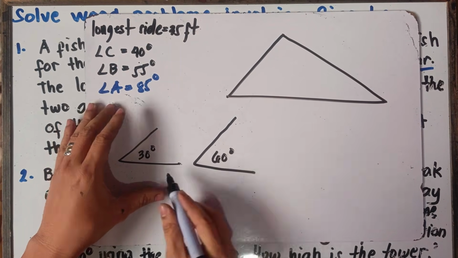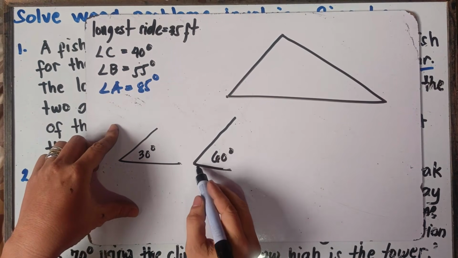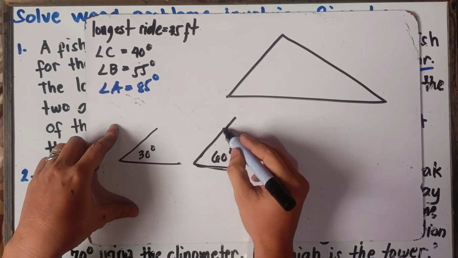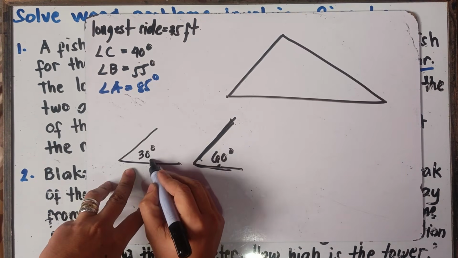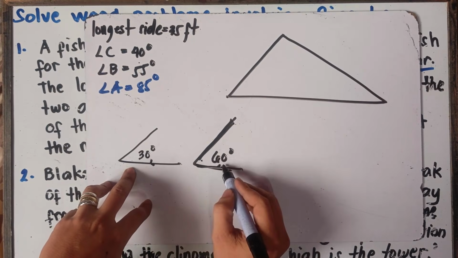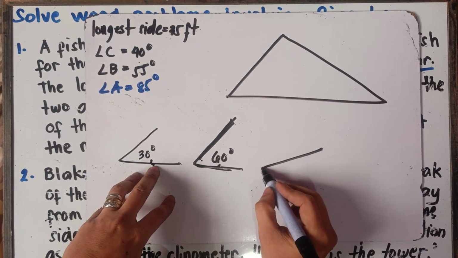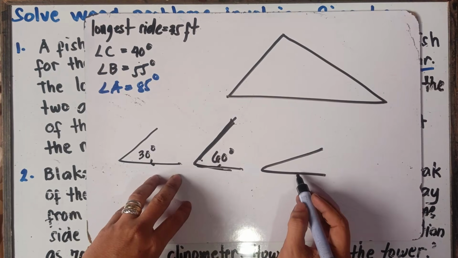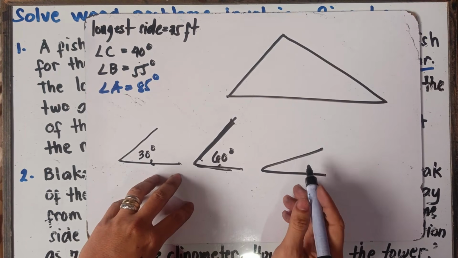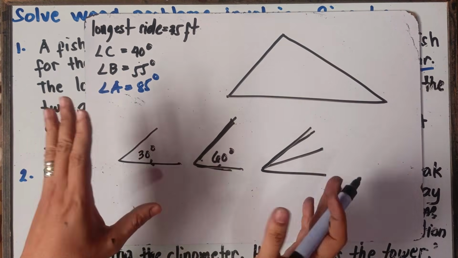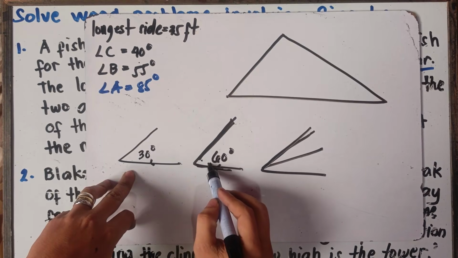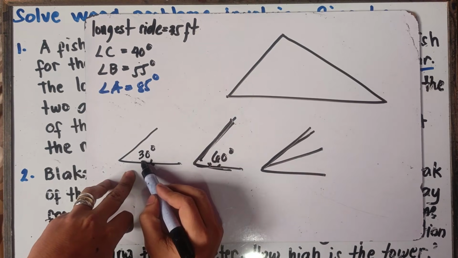Of course, class, the opening of 60 degrees, this one right here, we know that 60 degrees is greater than 30 degrees. You can never have 60 degrees where the opening of the angle is like this. Nope, this is not 60 degrees. Even if you use the protractor, class, the opening of 60 degrees is like this, greater than 30 degrees.